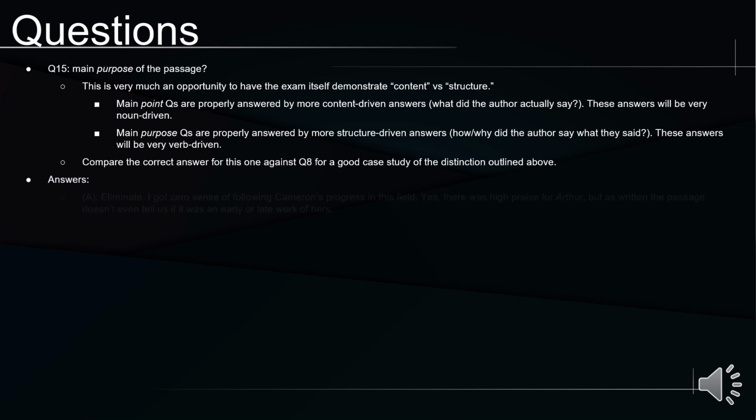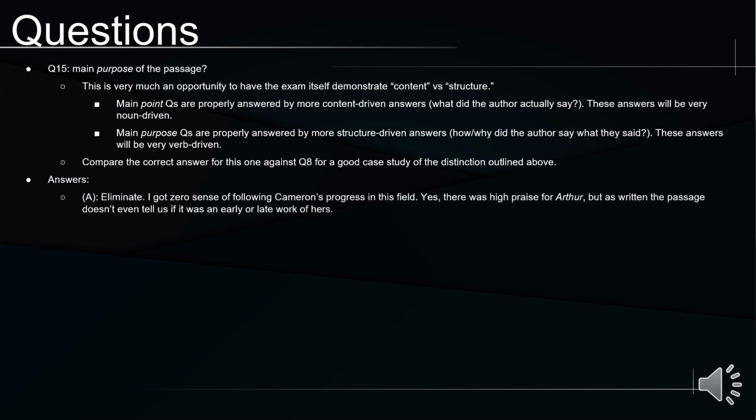Starting with A, this is an elimination. I got zero sense, absolutely none, that we were following Cameron's progress in this field. Yes, there was high praise for Arthur, so maybe she started low and ended up high, but as written, the passage doesn't even tell us if Arthur was an early or late work of hers. There's no sense of Cameron being on a journey from point A to point B with us following her along. None of that. So we're getting rid of it.